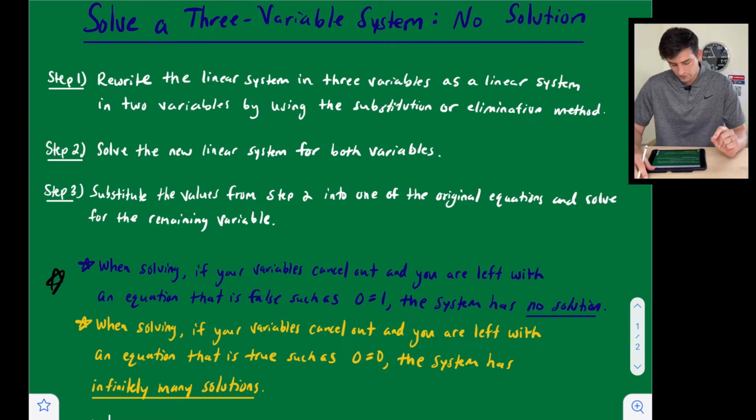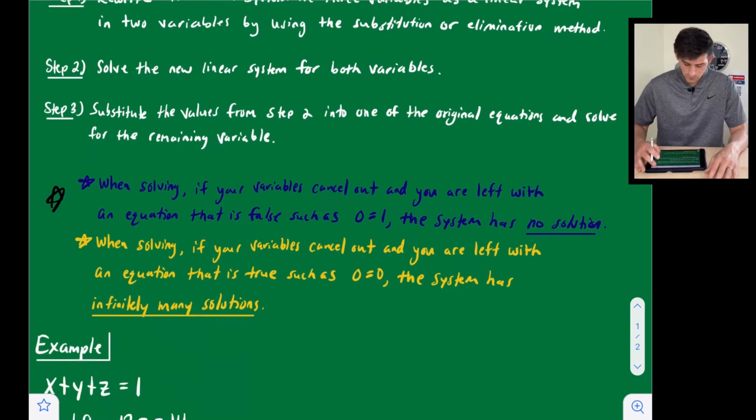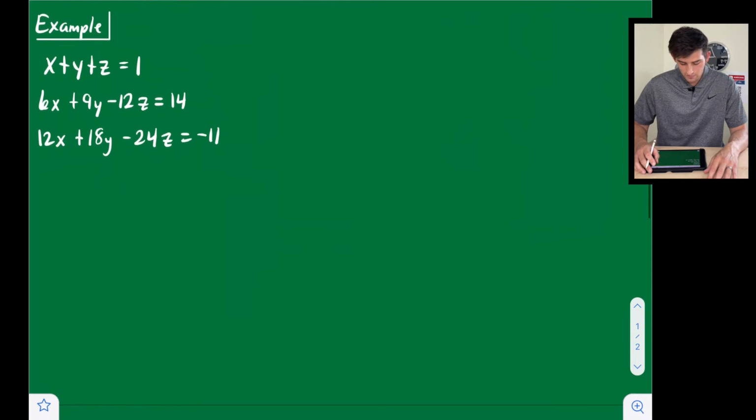Now, specifically in this video, what we're going to see is this sentence right here. When solving, if your variables cancel out and you are left with an equation that is false, such as 0 equals 1, the system has no solution. So let's be on the lookout for that in the example today. And down here it says when solving, if your variables cancel out and you are left with an equation that is true, such as 0 equals 0, that'd be like an identity, then the system has infinitely many solutions. And we'll have a separate video on what it looks like when we have infinitely many. Okay, so let's get into our example today for no solution.